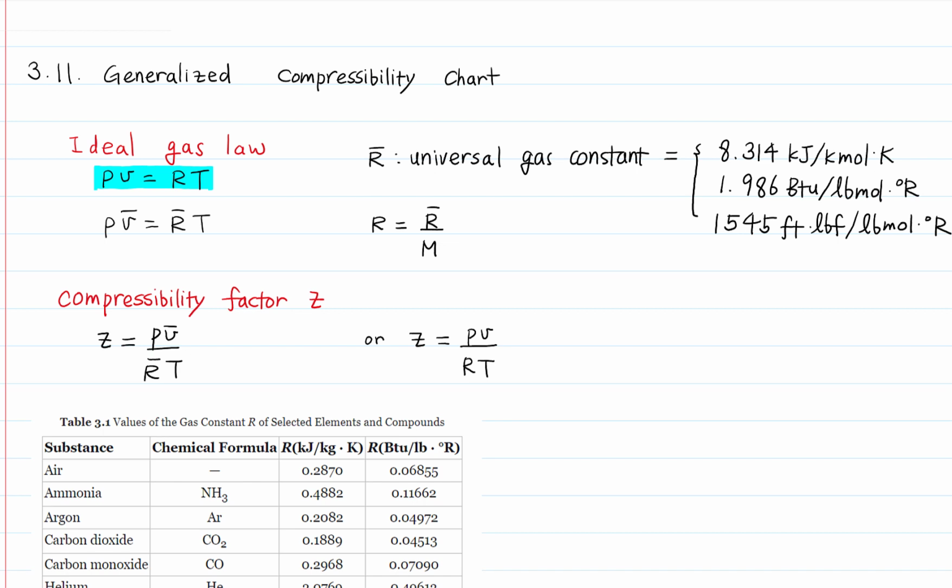So in this section, we focus on the real gas. Real gas does not satisfy the ideal gas law, so we introduce a dimensionless correction factor to compensate for the deviation from the ideal gas. The compressibility factor is used to represent the deviation from ideal gas behavior. Z is expressed as P V bar over R bar T, or in mass basis, Z equals PV over RT. So it's similar to the ideal gas law. For an ideal gas, Z is 1. For real gases, Z can be either less than 1 or greater than 1.